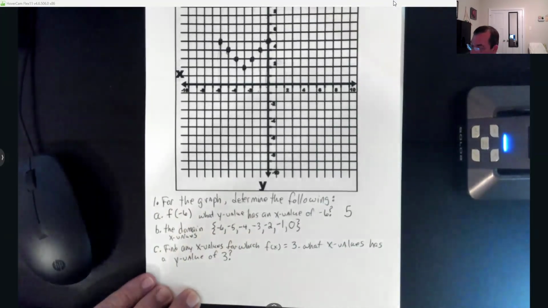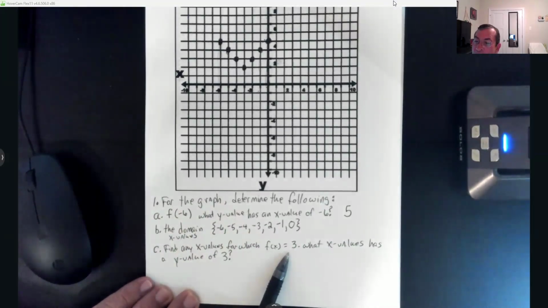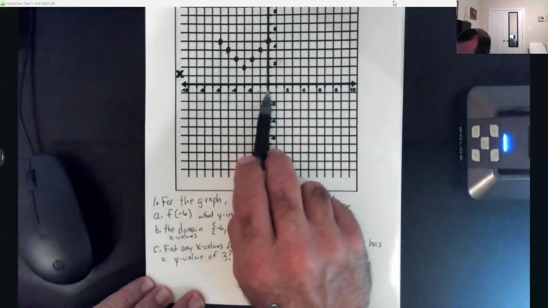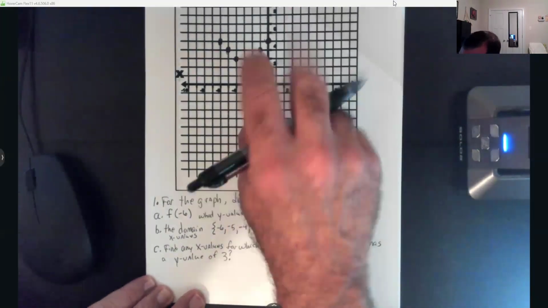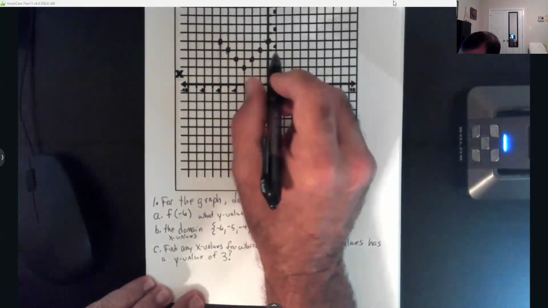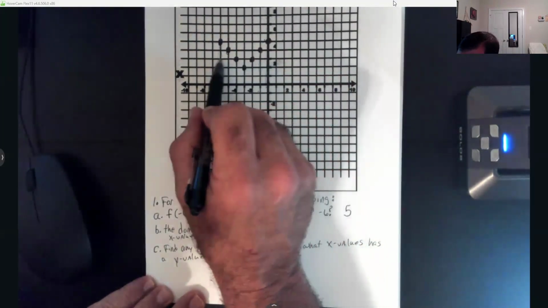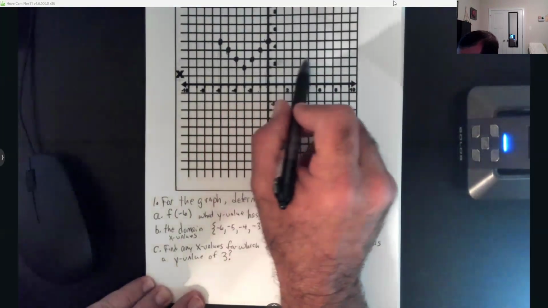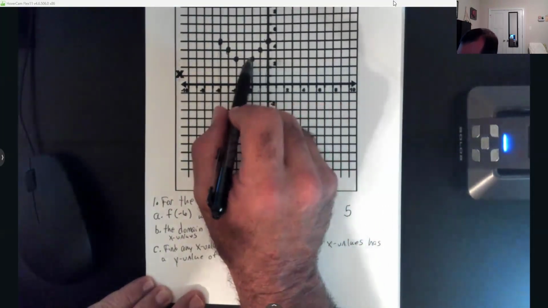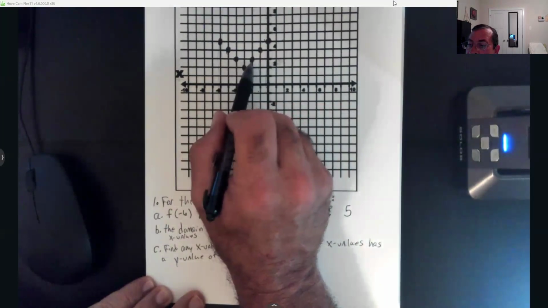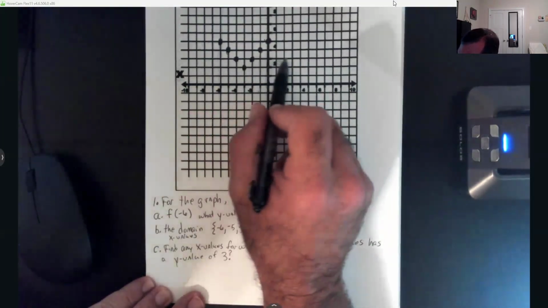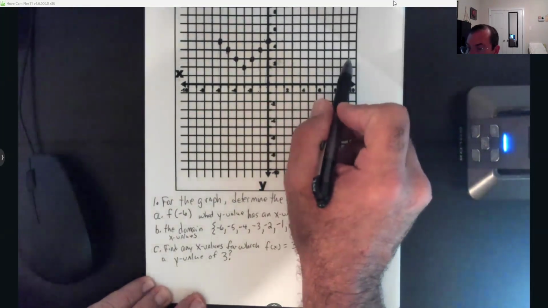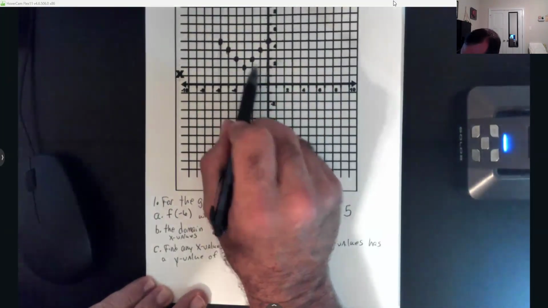Well, y'all look at this. Since y is 3 on this one, I need to go find 3 on my y-axis. So here we go, 1, 2. So 3 is on this line right here, coming across. But y'all look at that. I got 2 different points on that line. Everything on this line has a y value of 3. So let's see what the 2 points are.